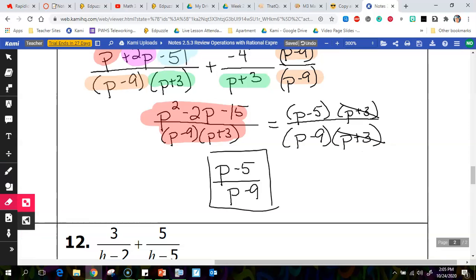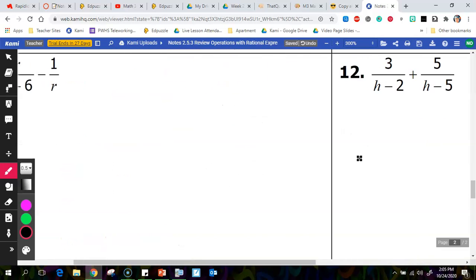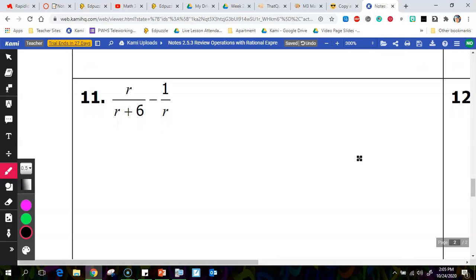Let's do 12, I think. 11's pretty easy too. We'll do both of them.